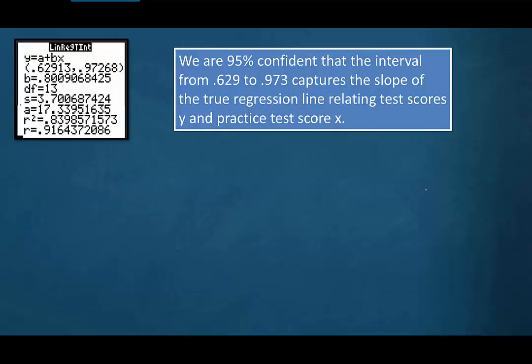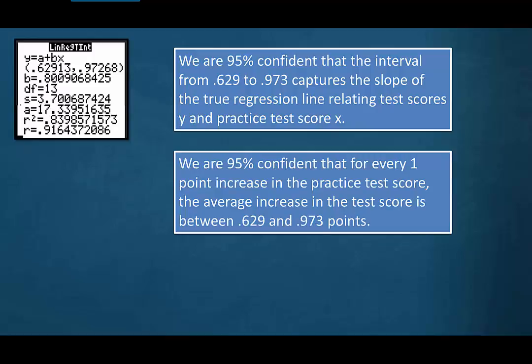So how can we interpret this interval? We're 95% confident the interval from 0.629 to 0.973 captures the slope of the true regression line relating test scores y to the practice test score x. Or we're 95% confident that for every 1 point increase in the practice test score, the average increase in the test score is between 0.629 and 0.973.